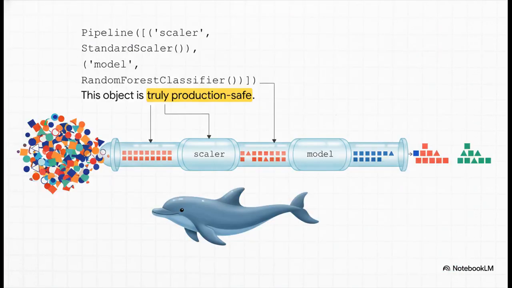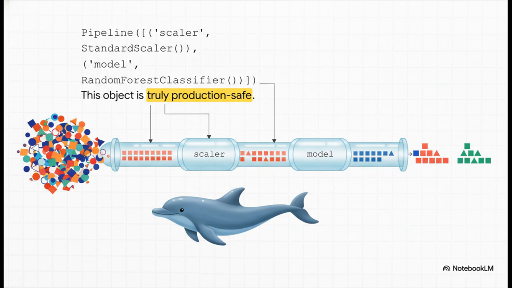And just look at how clean this is. You literally just list the steps in order. But the real magic isn't just that it's tidy. It prevents one of the most silent and deadly bugs in ML, data leakage. That's when information from your test set accidentally contaminates your training process, making your model look way better than it actually is. Pipelines make that basically impossible.